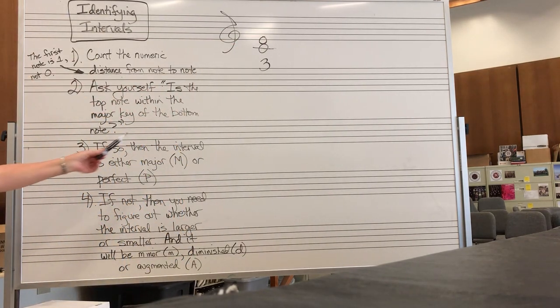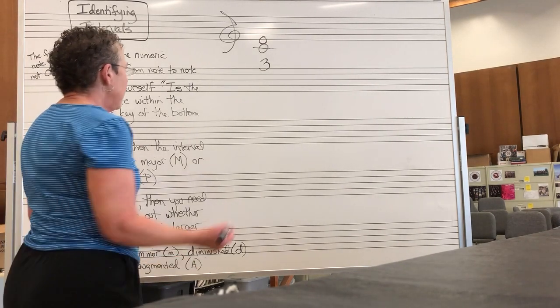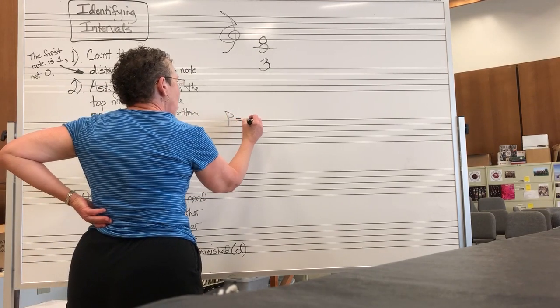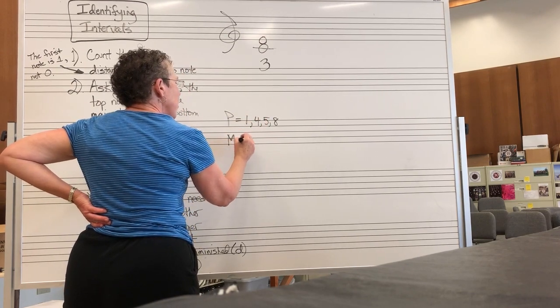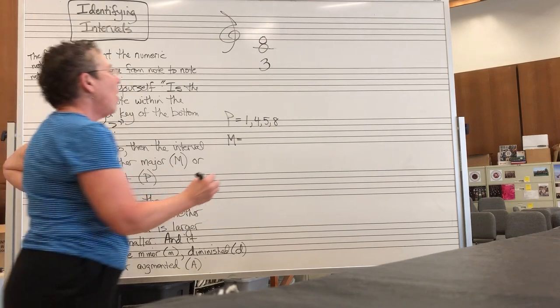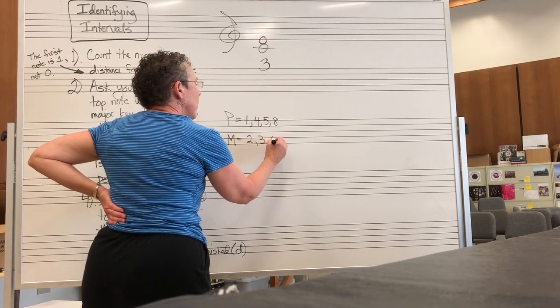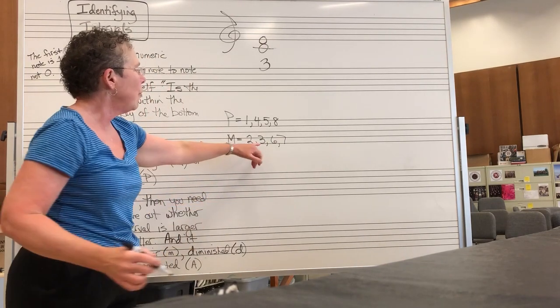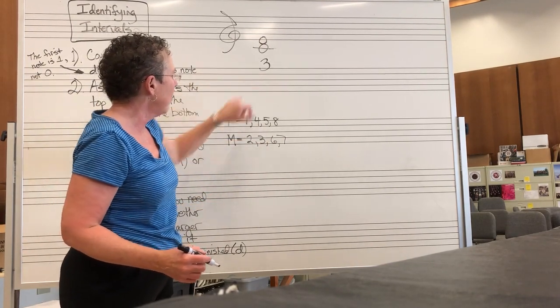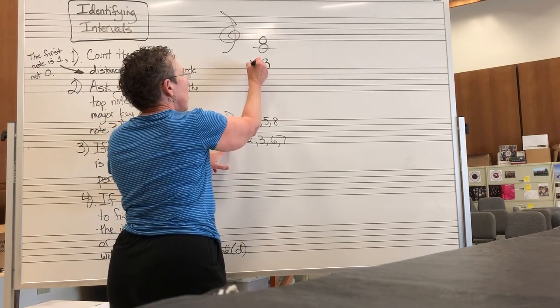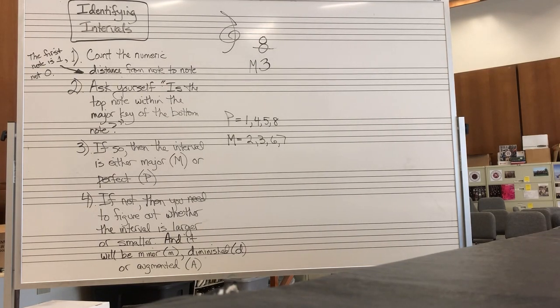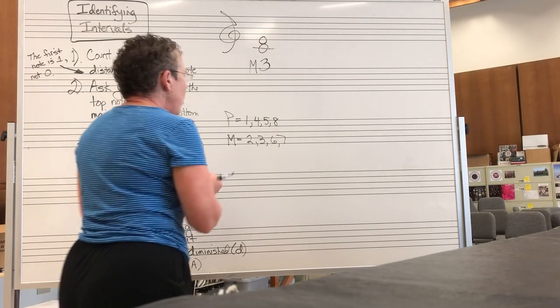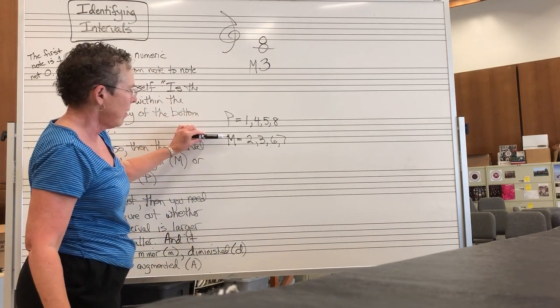If so, then the interval is either major or perfect, okay? And perfect intervals are 1s, 4s, 5s, and 8s. Major intervals, which are imperfect, are 2s, 3s, 6s, and 7s. So if you notice, the 3 is what we're dealing with. It's within the major scale. Therefore, I now have my answer. It is a major third. Okay? So our two different categories of intervals are perfect and imperfect.